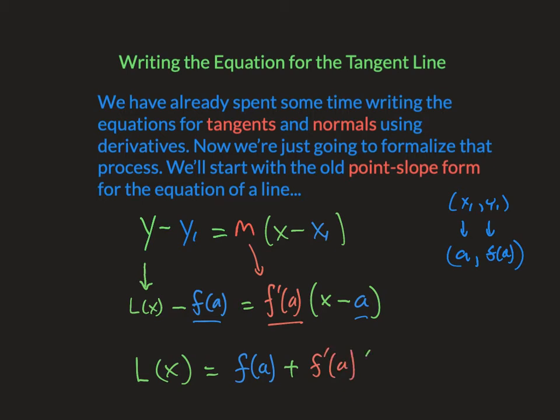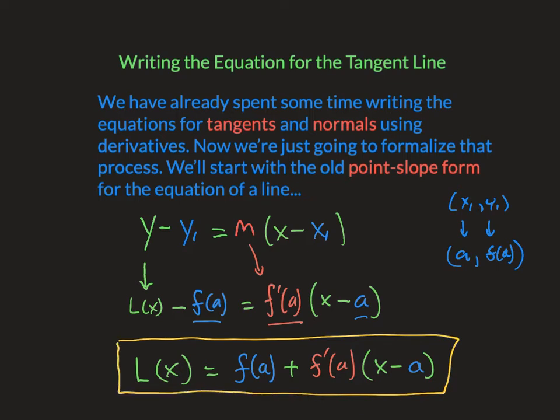And this is just the calculus version of the point-slope form. And when you fill this in, you end up with an equation for the tangent line. And we are going to call that equation a linearization because we're using it to approximate the function f. So this thing is our linearization.